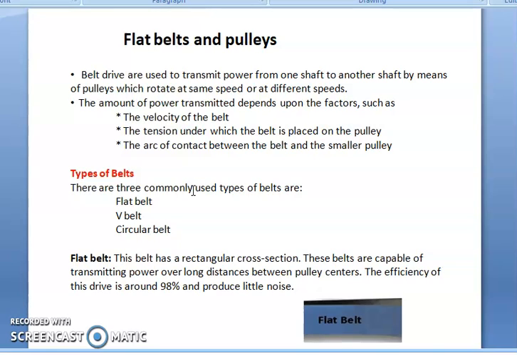Flat belts are available in rectangular cross sections. These belt drives are capable of transmitting power over a longer distance between the pulley centers. The efficiency of this drive is around 98% and it produces less noise.